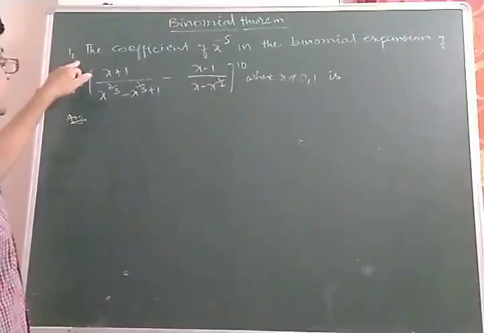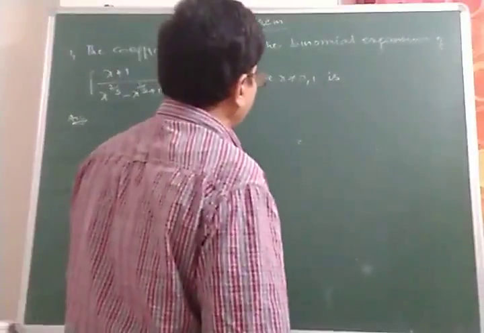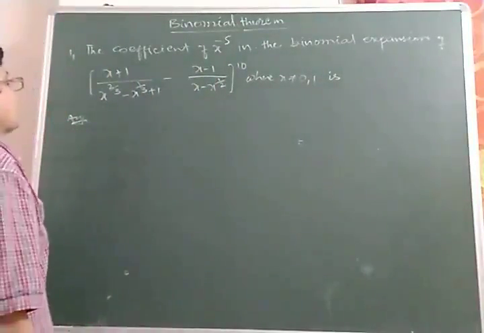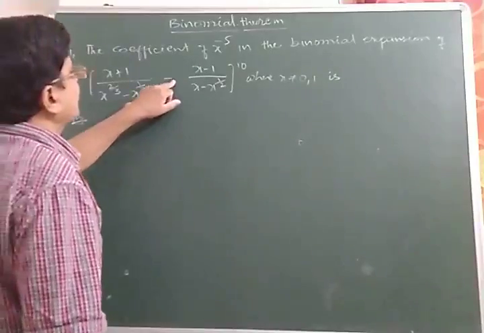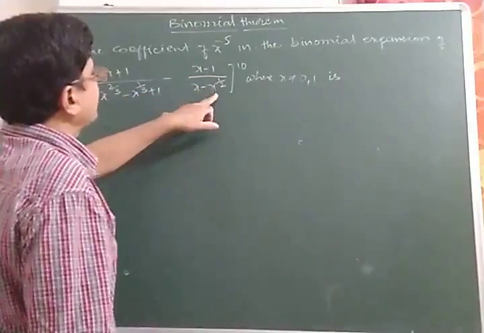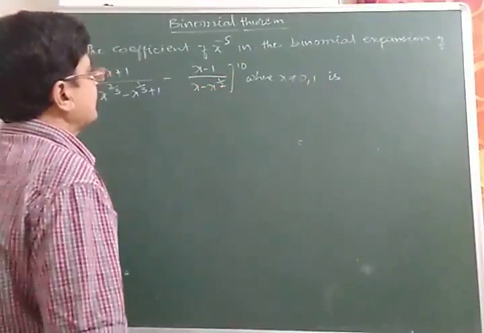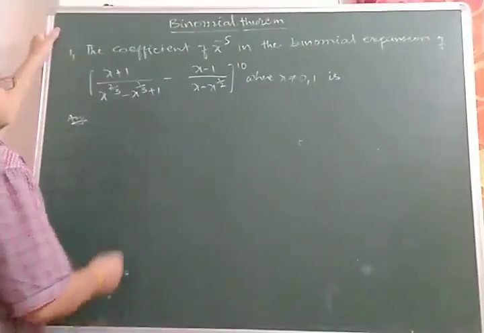Question number 1. The coefficient of x power minus 5 in the binomial expansion of (x + 1)/(x^(2/3) − x^(1/3) + 1) − (x − 1)/(x − x^(1/2)) whole to the power of 10, where x not equals to 0 or 1, is.